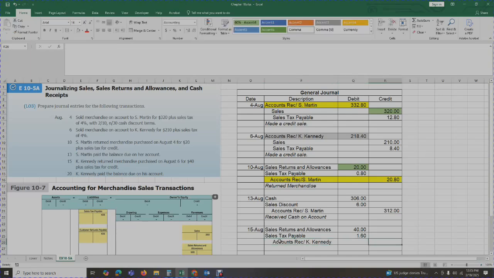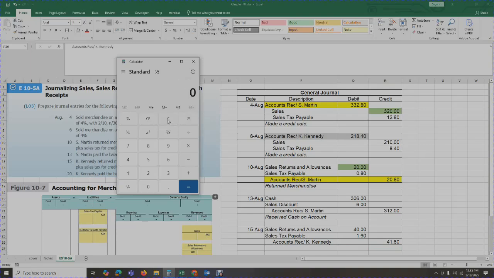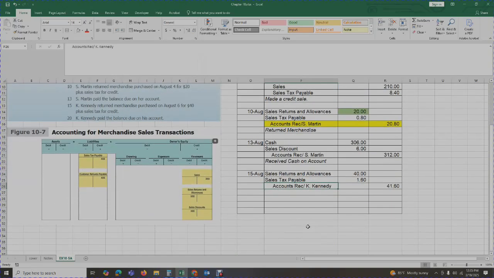So the amount that I'm going to credit is the amount of the return plus the taxes. That will be $41.60. Okay, that will be adjusted to the $218.40. So if Kennedy owed me $218.40, now I've made this adjustment for the return. I've given him credit for $41.60. Okay. Kennedy now only owes me $176.80 as of this point in time. So that happened on the 15th.